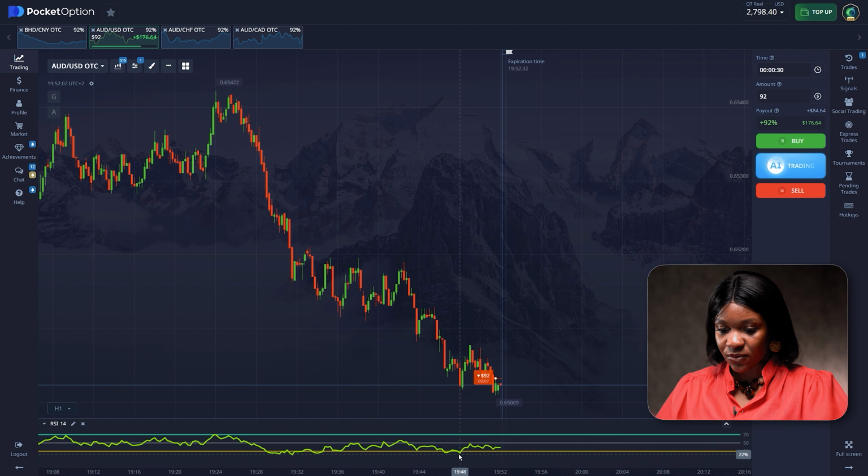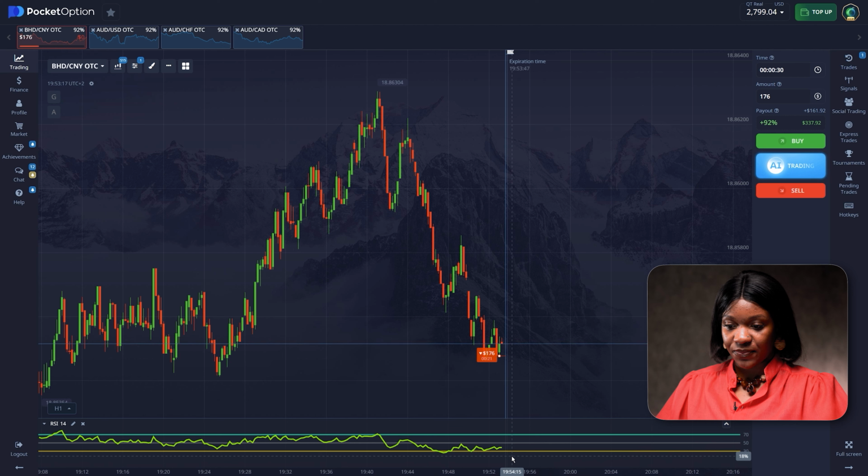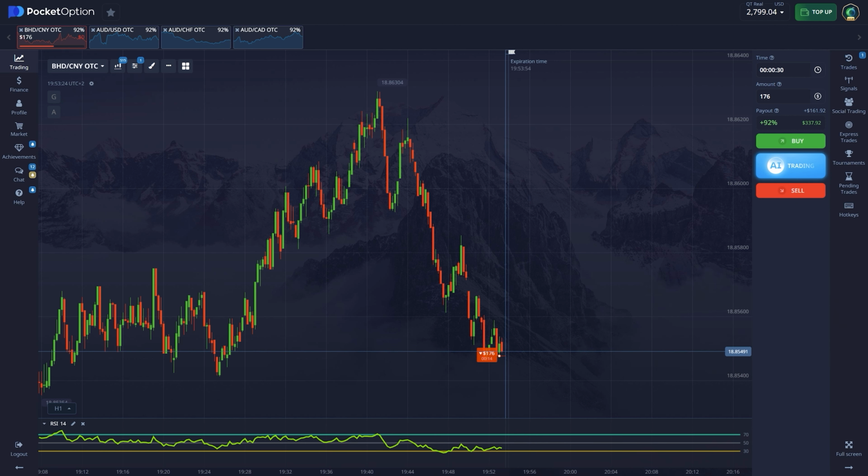All right, we're back in profit, guys. Let's move on to the next currency pair. We see that we have a strong downward movement here. The RSI is not in the oversold zone. Because of this, I will open a put option to continue the downward movement. When the RSI will be below the level of 30, then we can consider a long position.